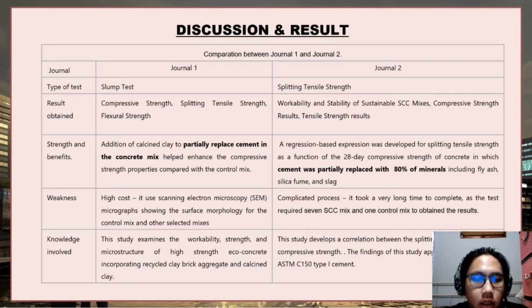For strengths and benefits, in Journal 1, the addition of calcined clay to partially replace cement in the concrete mix helps enhance the compressive strength properties compared with the control mix. While for Journal 2, cement was partially replaced with up to 80% of minerals including fly ash, silica fume, and slag. The weakness for Journal 1 is its very high cost, as it uses scanning electron microscopy. While for Journal 2, the weakness is that it is a very complicated process. It took a very long time to complete, as the test required 7 SCC mixes and 1 control mix to obtain the result.